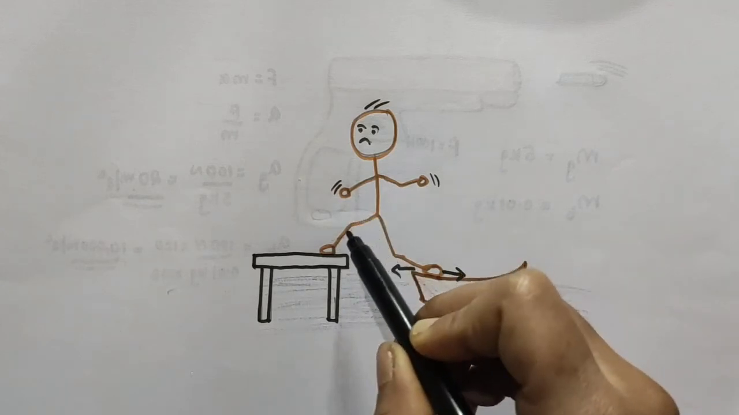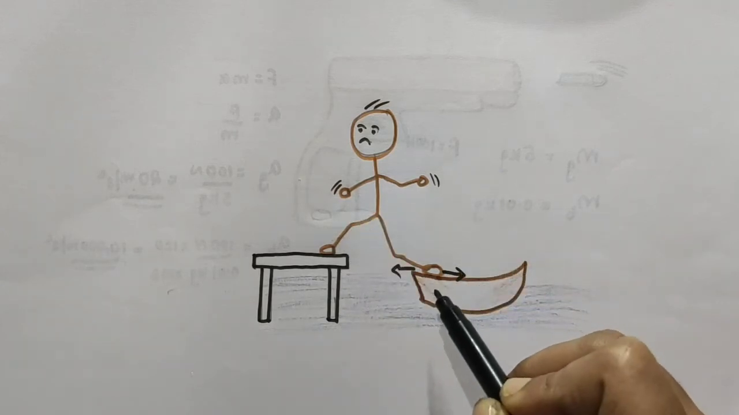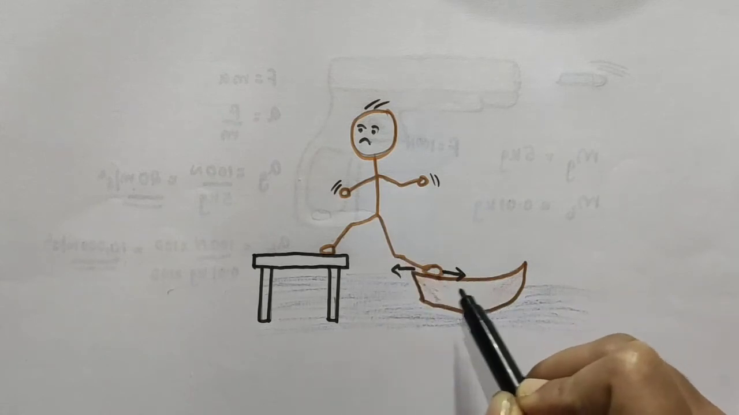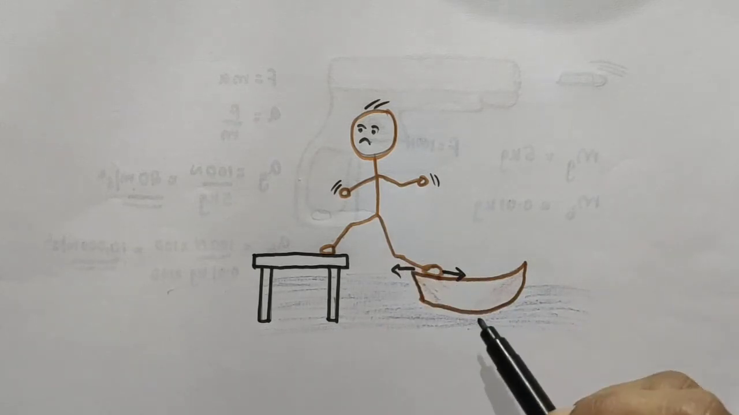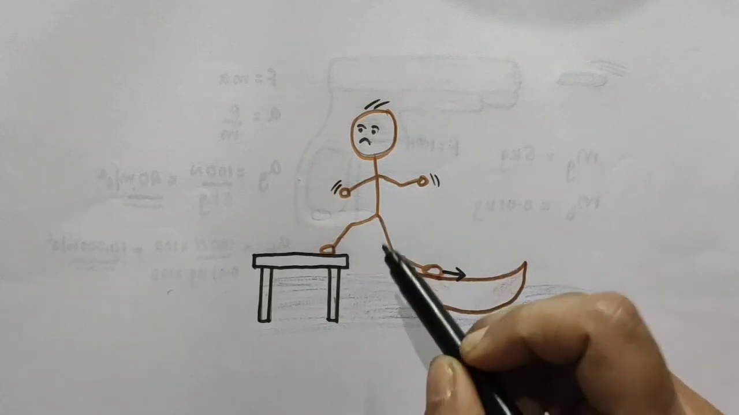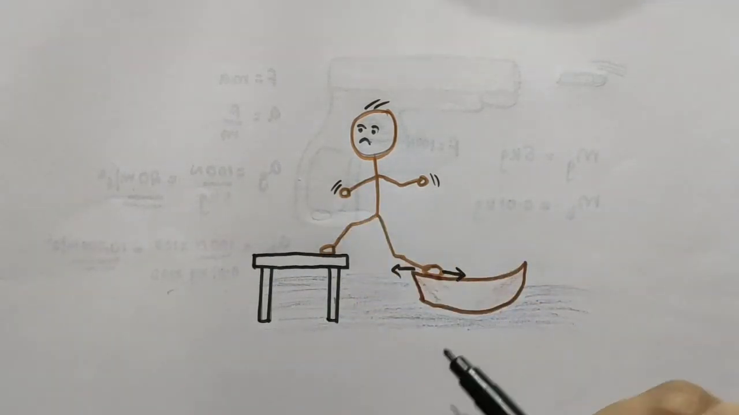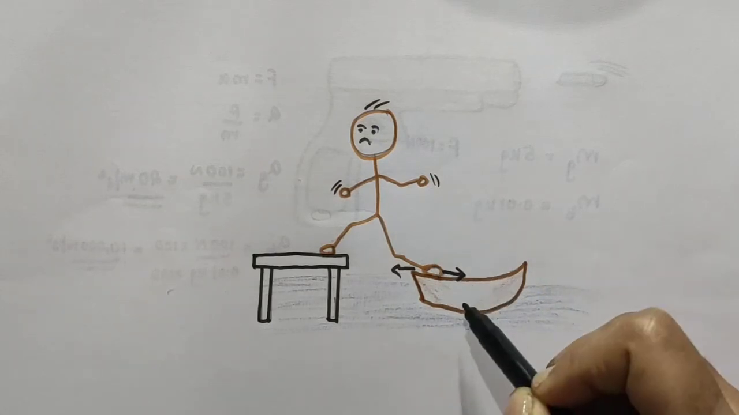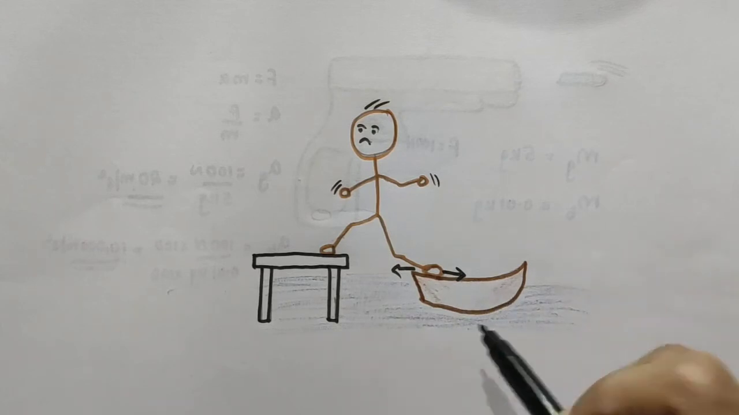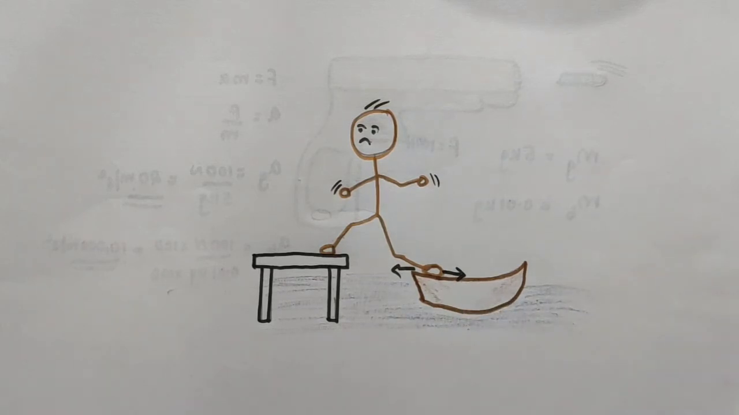So when a man jumps out of a boat which is floating on water, the man exerts a force in the backward direction and the boat exerts an equal force on the man in the forward direction, which enables him to move forward. The boat moves backward due to the force exerted by the man in the backward direction.